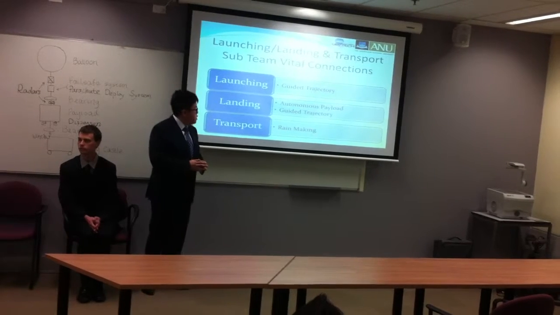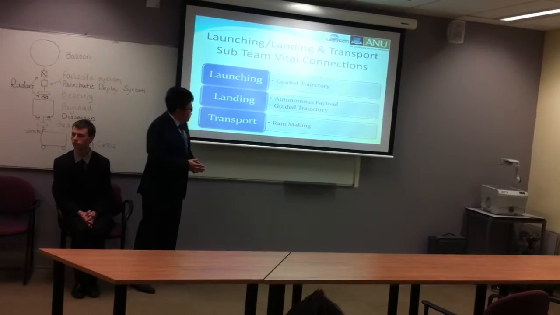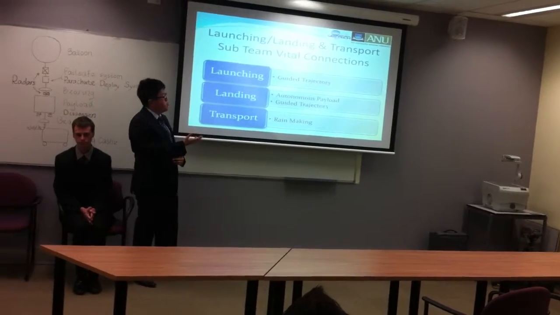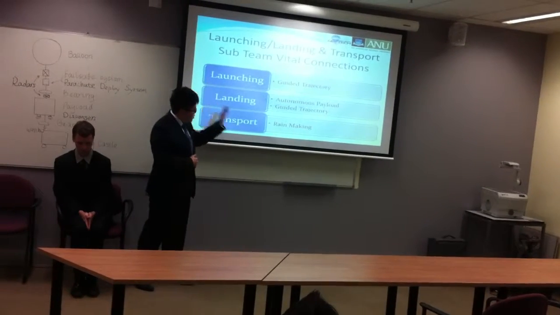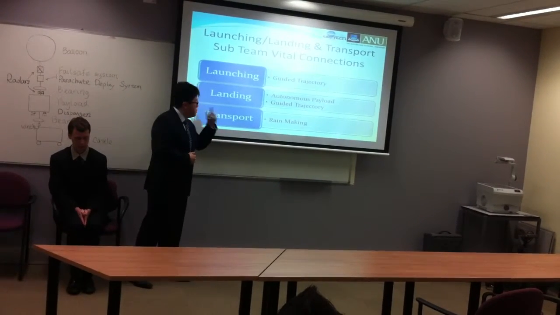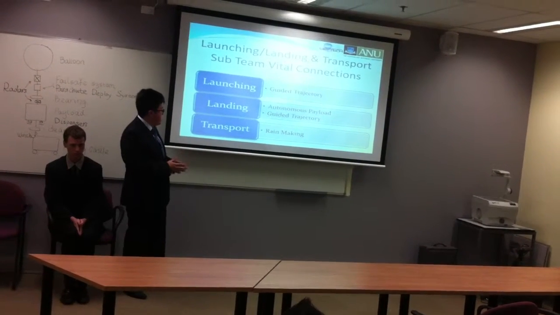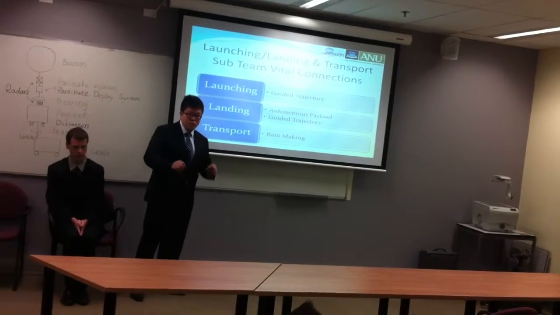There are some vital connections between our subteam and other subteams. For launching, we have connections with guided trajectory because we want to launch the balloon to a certain altitude. And for the landing, there's connections with autonomous payload subteam and the guided trajectory subteam. And for the transport, as I mentioned before, it is vitally connected to the rainmaking because we don't want any chemical to explode.